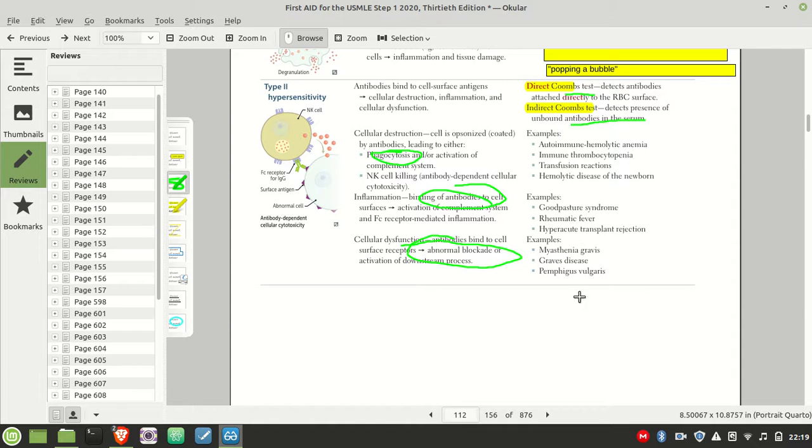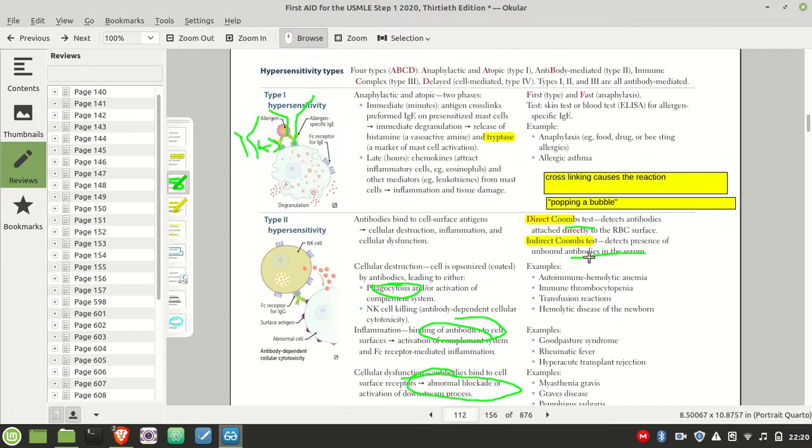All these things are just antibody dependent. So you don't even have to memorize them specifically. It's just understanding, hey, antibodies are causing this. Alright, type 2 hypersensitivity is probably my favorite hypersensitivity. Just because it's so incredibly ubiquitous.